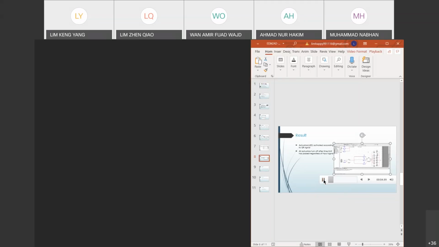So when the signal is 001, the first LED will be activated, which means the actuator will move the first slot of the parcel to the dispenser. And then the actuators will activate according to the signal. Any LED lighting up means the actuator is activated. But as you can see right now, every LED is off.